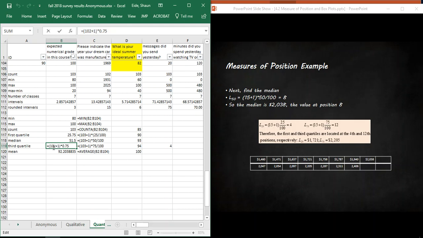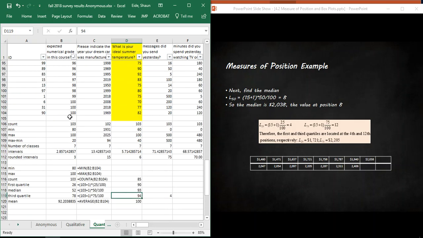Okay, but we have 103, which makes our lives a lot easier in this situation, and I'm going to go back to 103. Okay, so this gives us the minimum, the maximum, the first quartile, the median, and the third quartile. Now let's make a box plot.